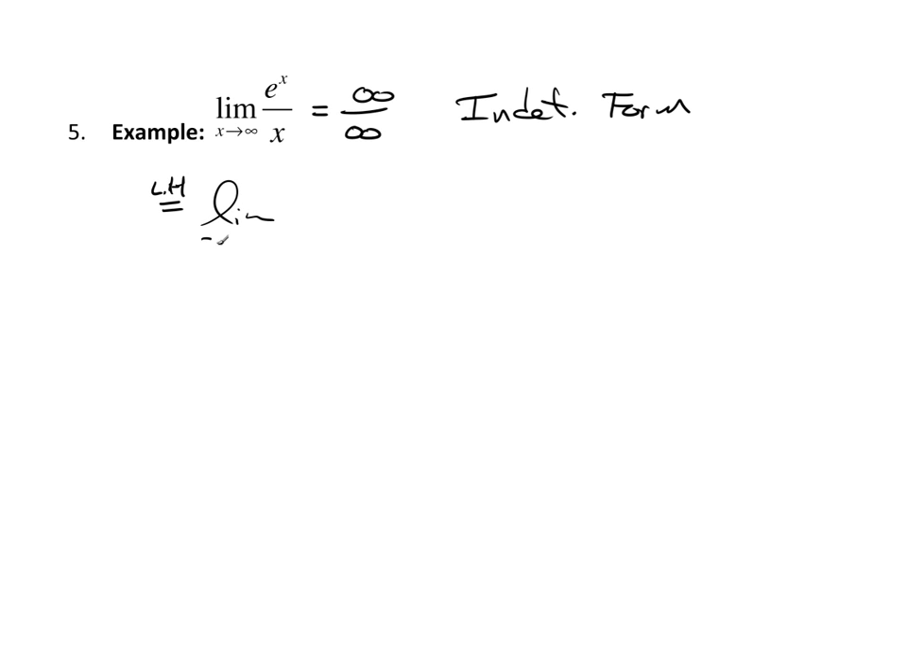to the limit as x goes to infinity. The derivative of e to the x is just e to the x. Derivative of x is 1, so this is infinite, therefore does not exist. So the limit as x goes to infinity of e to the x over x is in fact infinity. The limit doesn't exist because if you graph this function, it's going to shoot off to positive infinity.